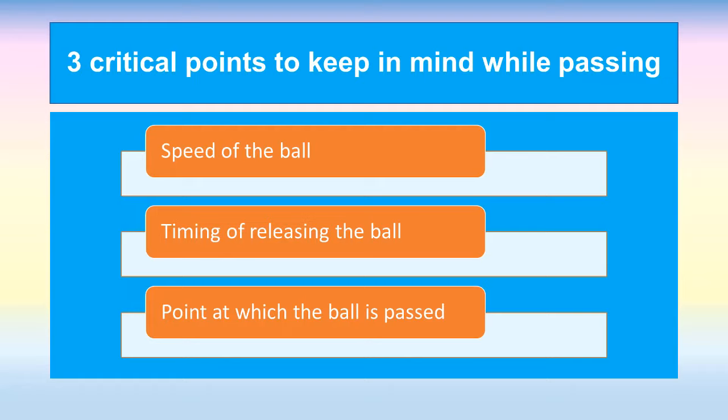3 critical points to keep in mind while passing are speed of the ball, timing of releasing the ball, point at which the ball is passed. The 4th one, please add, is accuracy. All these 4 ingredients make a pass effective.